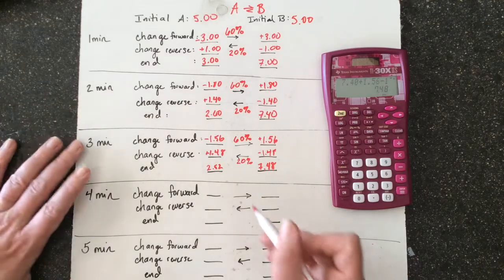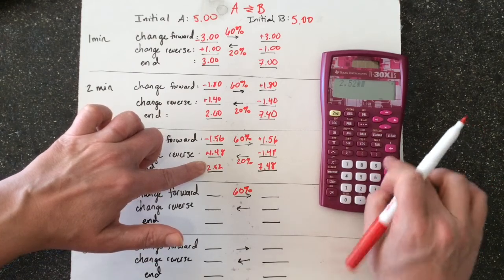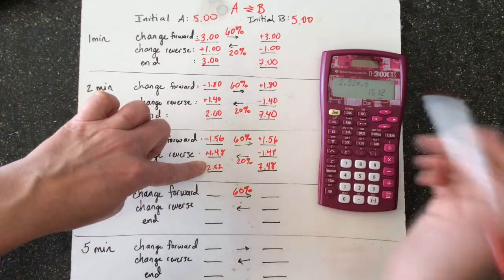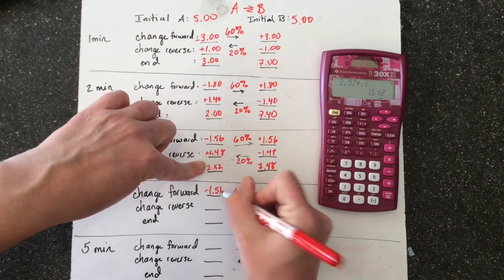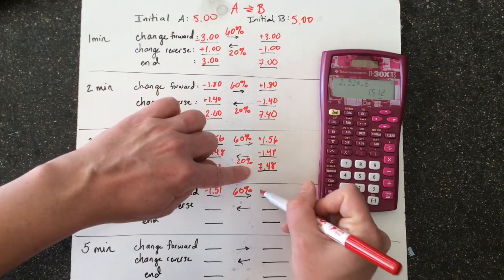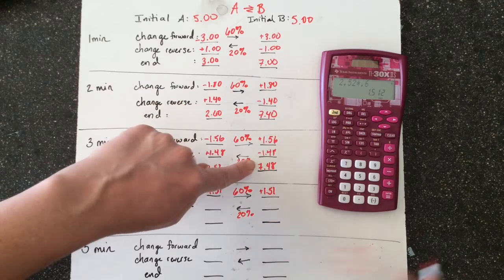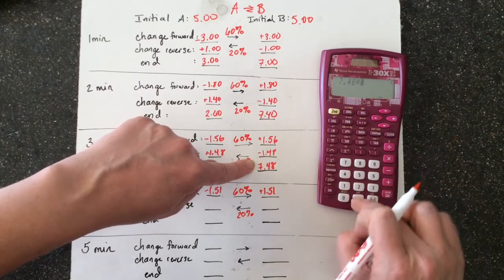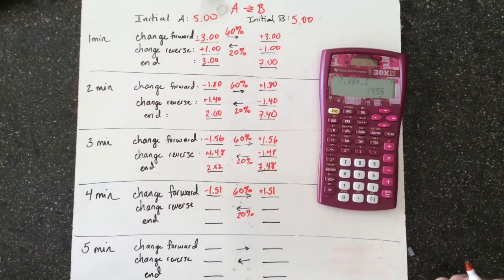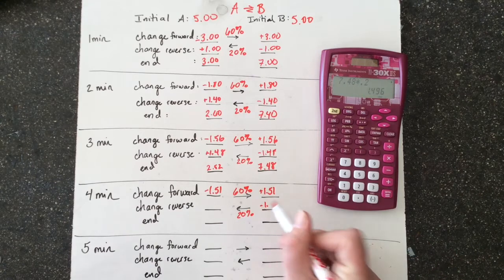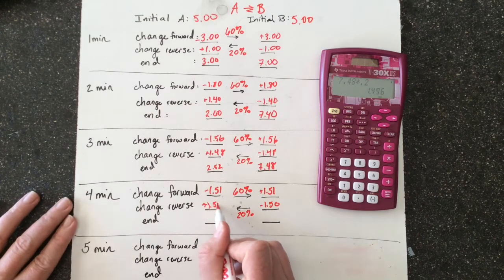All right, let's repeat this again. 60% of A is going to become B, so 2.52 times 0.6 gives us, remember we're rounding to the hundredths place, 1.51, so we're losing 1.51. Which means we're gaining 1.51 over here. And 20% of what we have for B is going to become A, so 7.48 times 0.2 gives us 1.496. We'll round to the nearest hundredth, so we're losing 1.50, but we're gaining 1.50 over here.